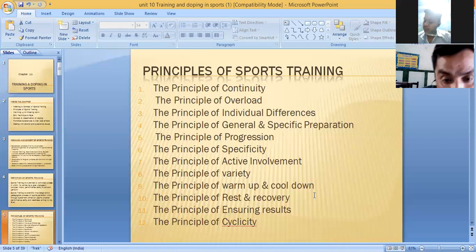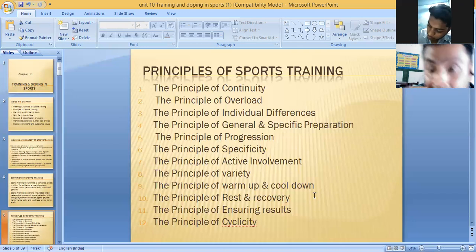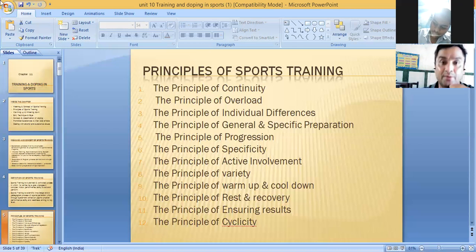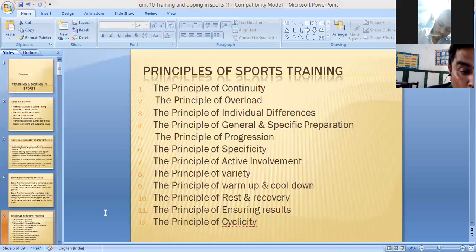Now, the last principle is principle of cyclicity. Cyclicity means there are three types of cycles in the training process. So which three cycles? That are micro cycle, meso cycle, and macro cycle. What are those? Wait one minute. Okay, so note it down.